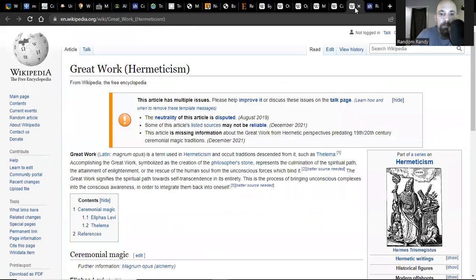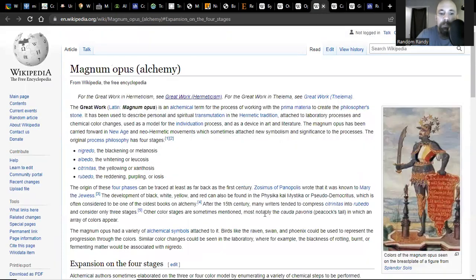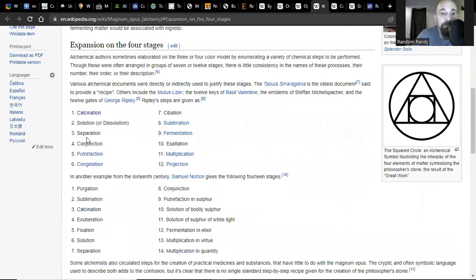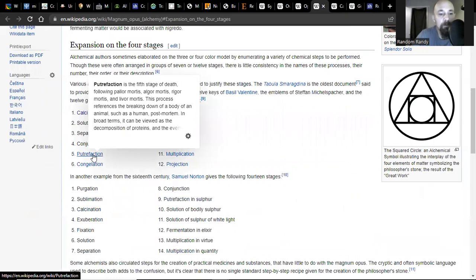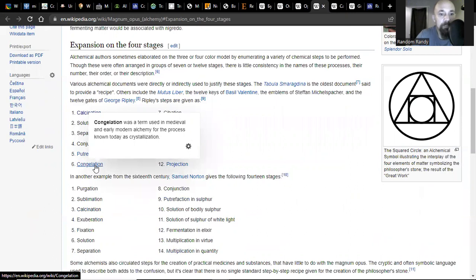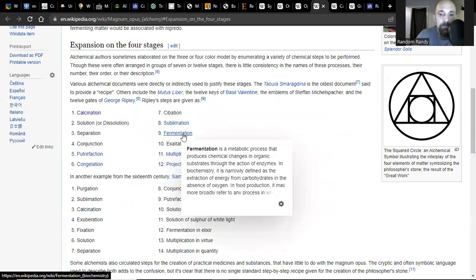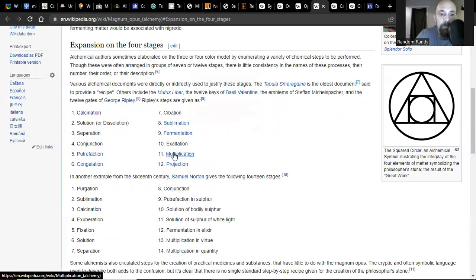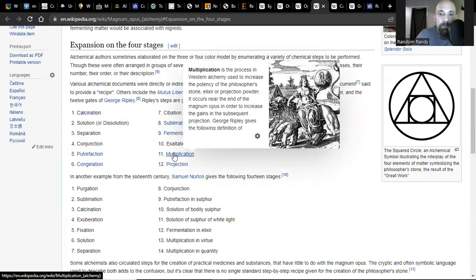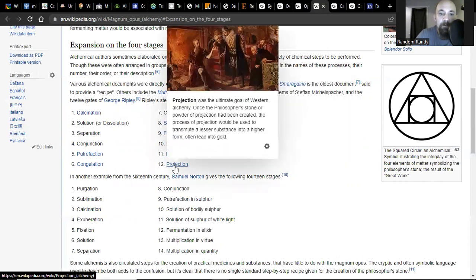Okay, so that's just one of the 12 processes here. Calcination, solution or dissolution, separation, conjunction, putrefaction, which can also be known as decay. Okay, so we have radioactive putrefaction, right? Congelation, or the gathering up, crystallization. Sublimation, from solid to gas without passing through liquid. Fermentation, a metabolic process in organics. Multiplication. Okay, this is an extracting process. Projection, the ultimate goal of Western alchemy. And that's kind of transmutation.